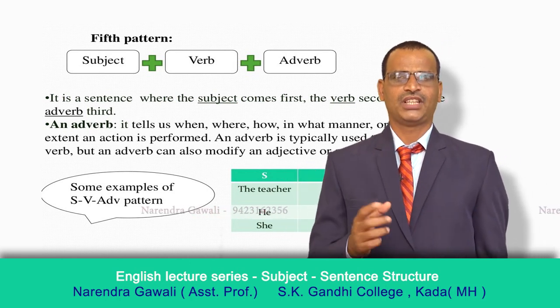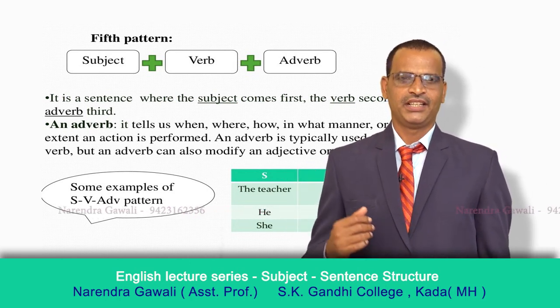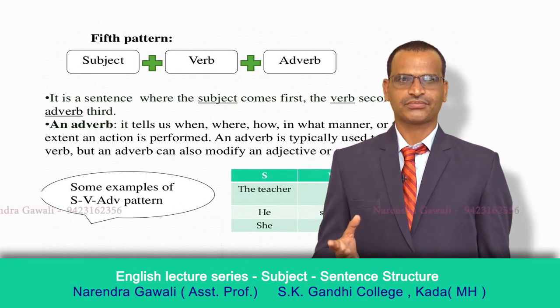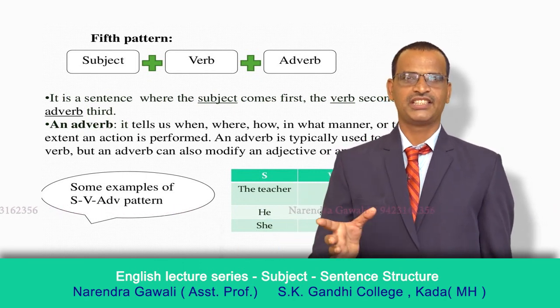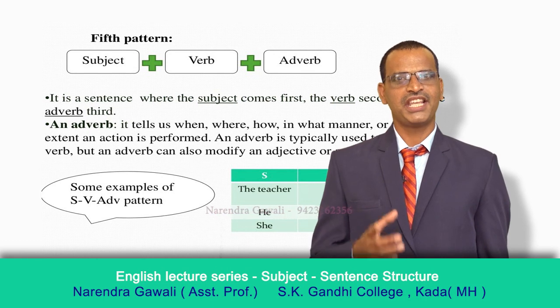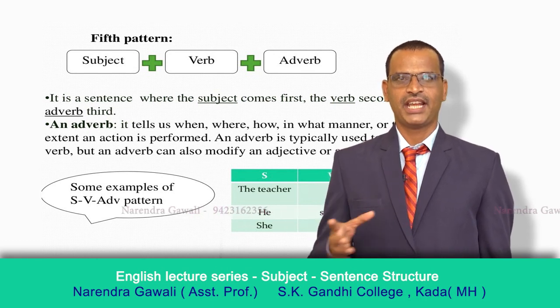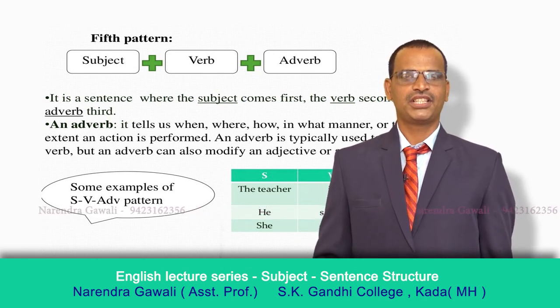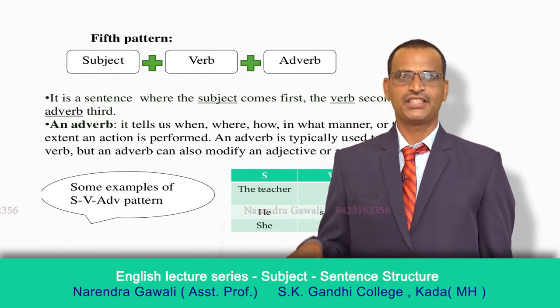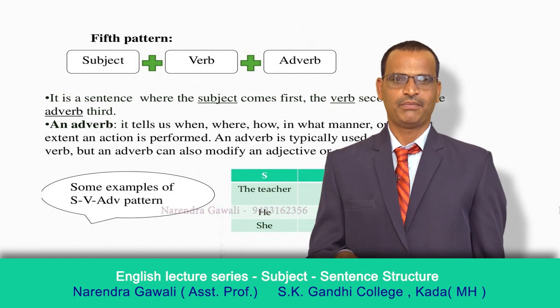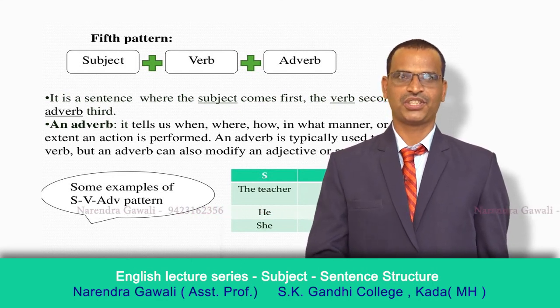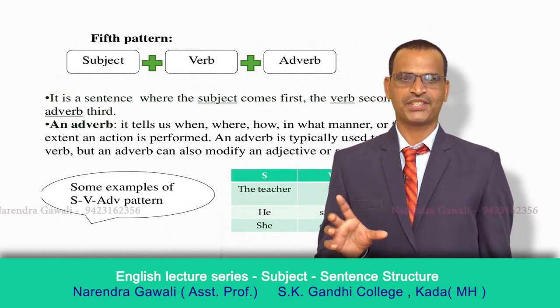For example, let us take some examples. The teacher is here. The teacher is here. The subject is the teacher. Is is the verb. Here means in this place. This demonstrates an adverbial of place. Where is the teacher? Here, at this juncture. So it is called an adverbial of place.